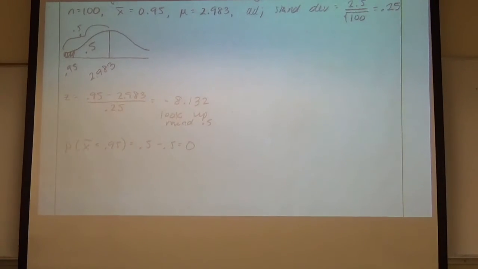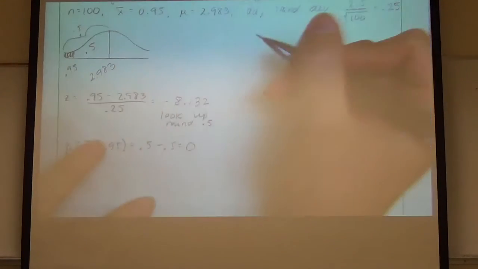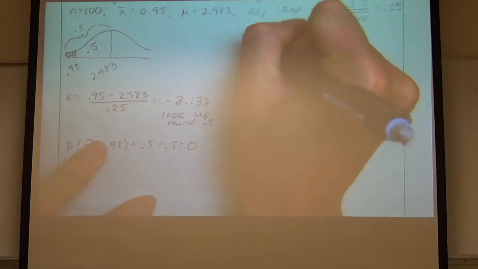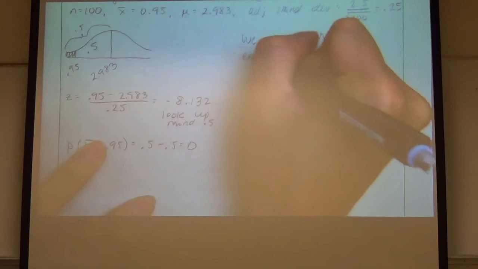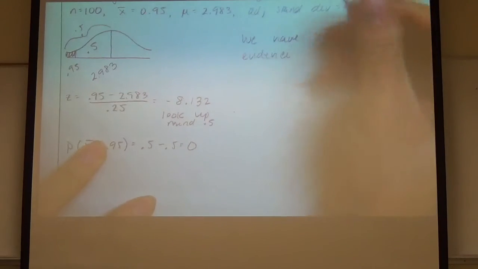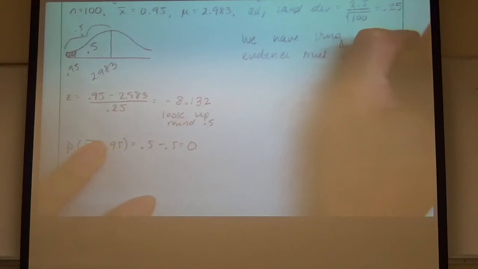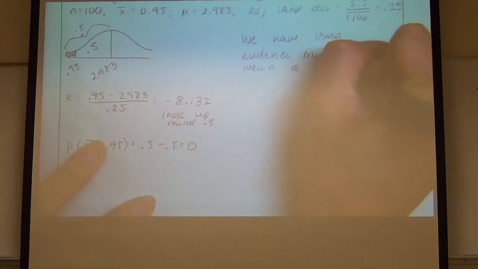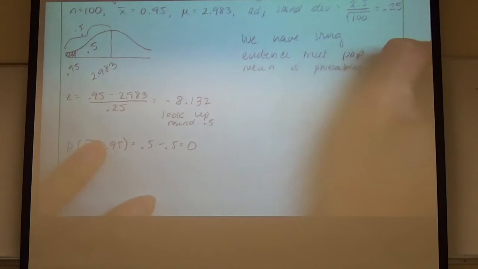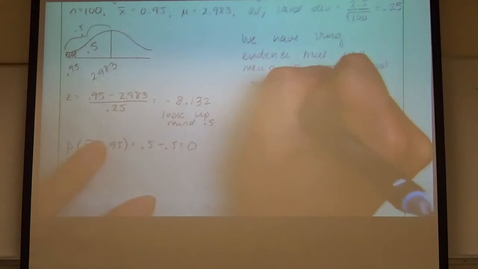Okay, so to explain that a little bit more, we would say we have strong evidence that the population mean is probably not equal to 2.983.